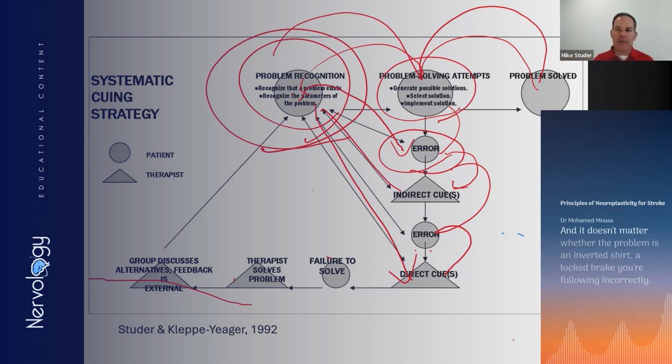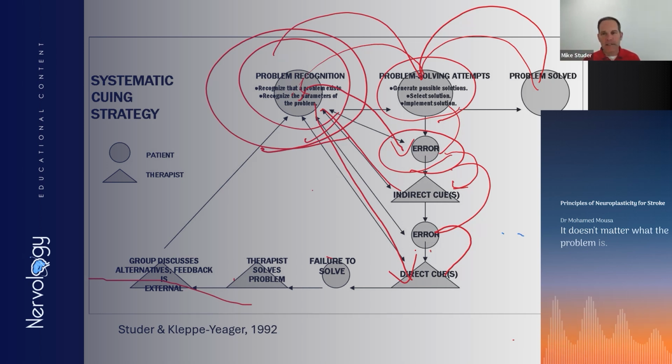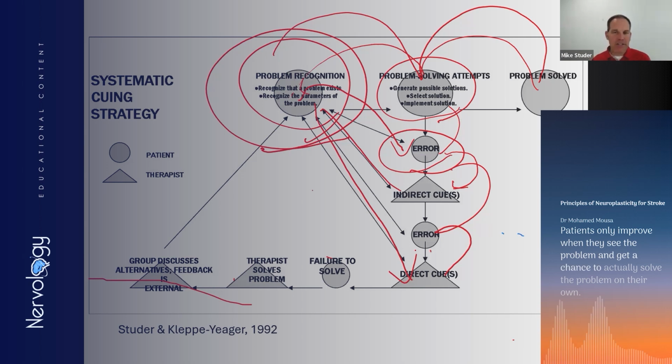And it doesn't matter whether the problem is an inverted shirt, a locked brake, you're swallowing incorrectly, or you've put the cane forward and then you moved your right leg instead of your left. It doesn't matter what the problem is. Patients only improve when they see the problem and get a chance to actually solve the problem on their own.